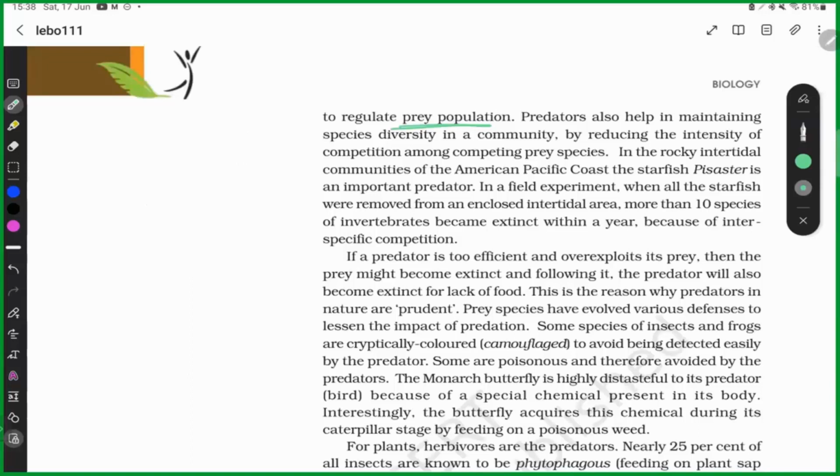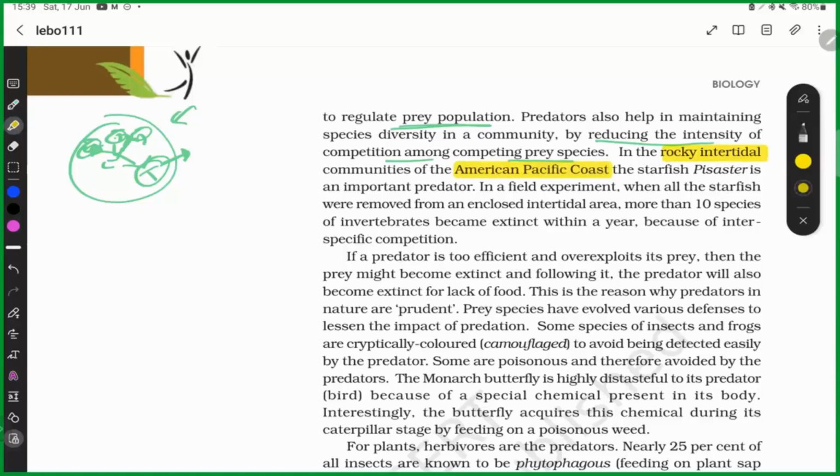There is another example. Predators also help in maintaining diversity, because if it is a community, there are different species: A species, B species, C species. They will compete with each other, and competition results in disappearance of certain species. So by introducing a predator, it will reduce the intensity of competition among competing species.